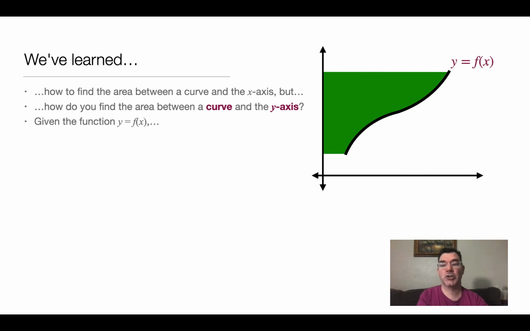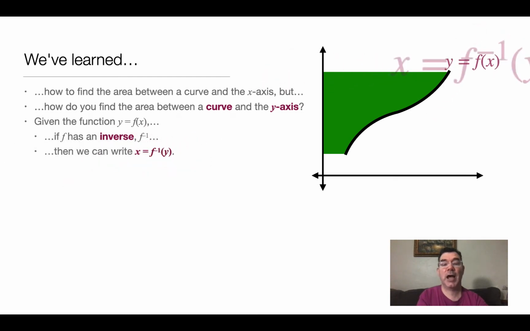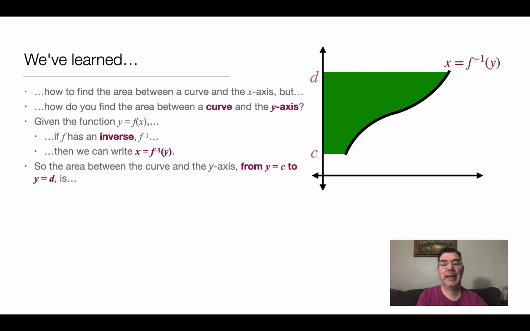So if I know the function y equals f of x, and if I know that that function has an inverse, then I can rewrite the function as x equals f inverse of y. So now y is the independent variable and x is the dependent variable. And I can find the area between two y values, c and d, instead of two x values, a and b. So I'm going to integrate in terms of y, with respect to y, from y equals c to y equals d, that function f inverse.